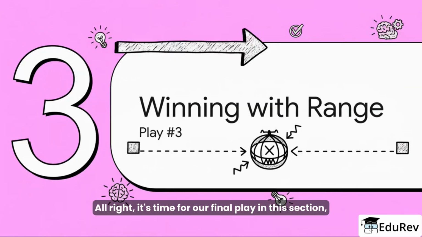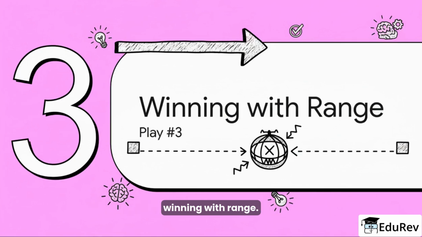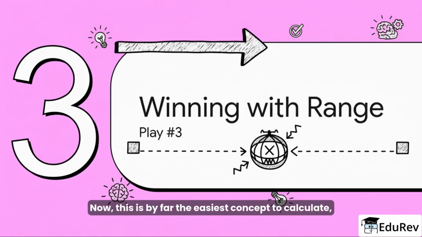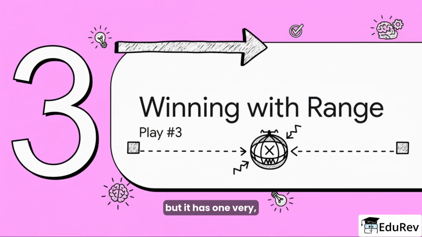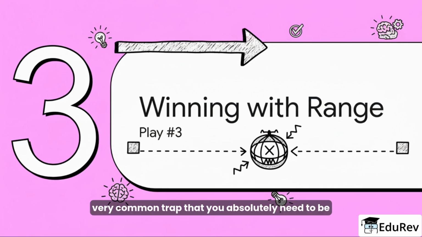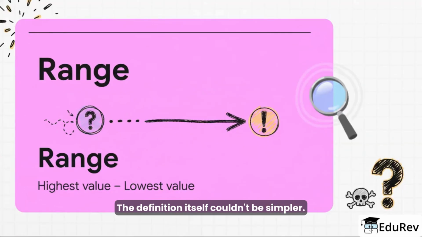All right, it's time for our final play in this section, winning with range. Now, this is by far the easiest concept to calculate, but it has one very, very common trap that you absolutely need to be ready for. The definition itself couldn't be simpler. Range is just the highest value minus the lowest value. That's it. It just measures the spread of the data.